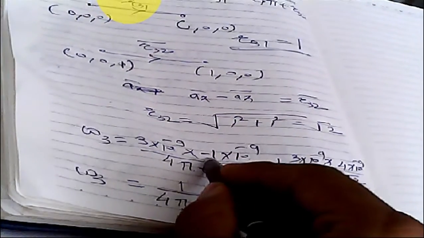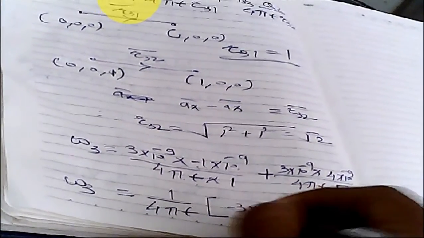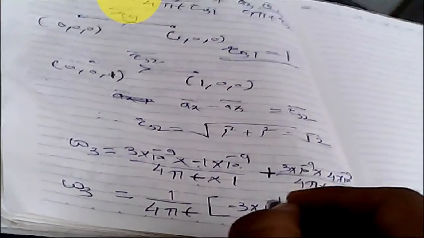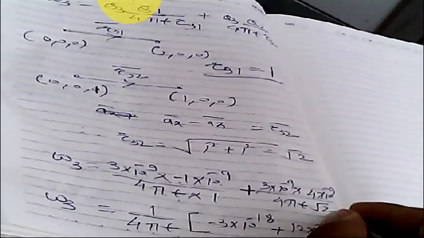So 3 into minus 1, minus 3 into 10 raised to minus 18. So I will get minus 3 into 10 raised to minus 18 plus 3 4s are 12, so 12 into 10 raised to minus 18. Already we have taken this 4 pi epsilon outside. So this is divided by 1, and this is divided by root 2. Just calculate this W3 and tell me the answer.